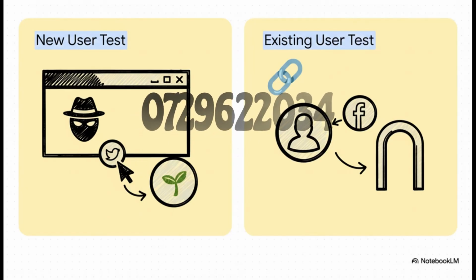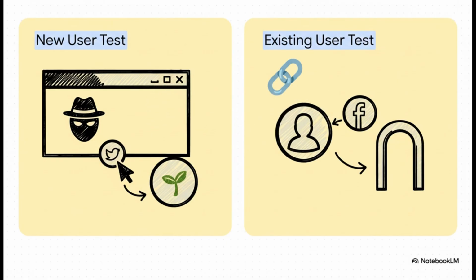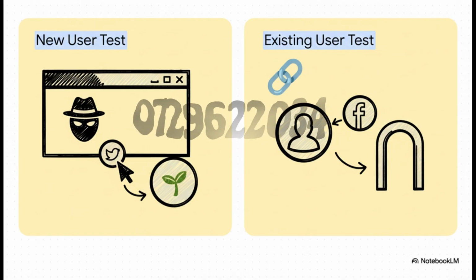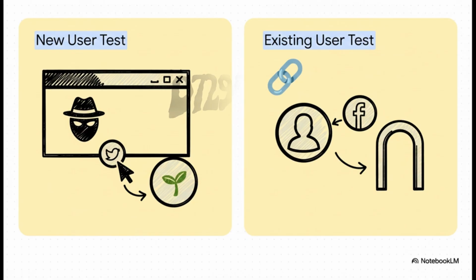Okay, two final crucial tests. Don't skip these. First, test for a brand new user. Just open an incognito or private browser window, click one of the social login buttons, and make sure a new account gets created smoothly. Second, we've got to take care of our existing users.